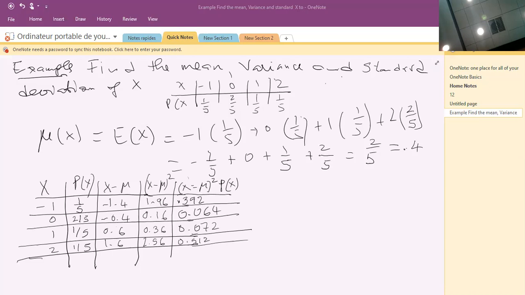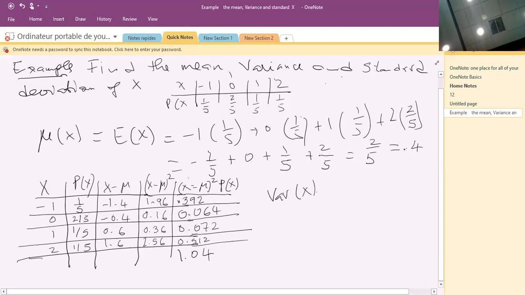Okay, so what I was doing did not make sense. I was doing something else. So sorry for that. To get the variance, we add these numbers. It's 1.04. So the variance of x is equal to 1.04.